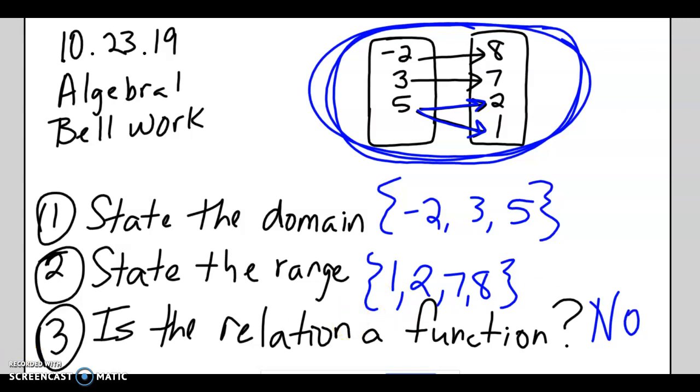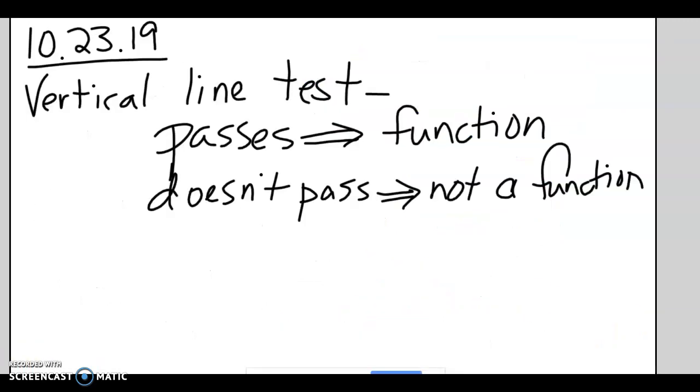Let's go to our notes and let's add one more. Sometimes we are only given the graph of a relation. We're not given the mapping diagram, we're not given the list, we're not given the set notation. We're just given the graph. And we can do what's called the vertical line test to see if that relation is a function. If it passes, it is a function. If it doesn't pass, it's not a function.